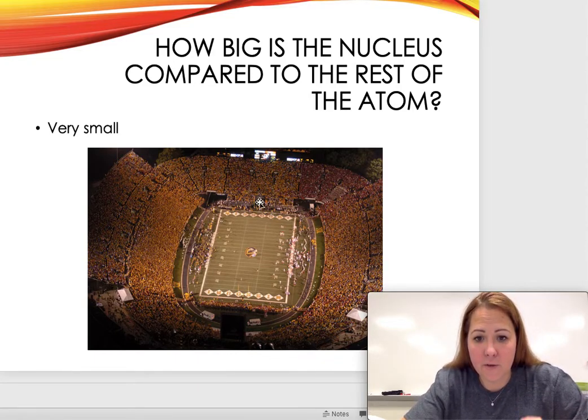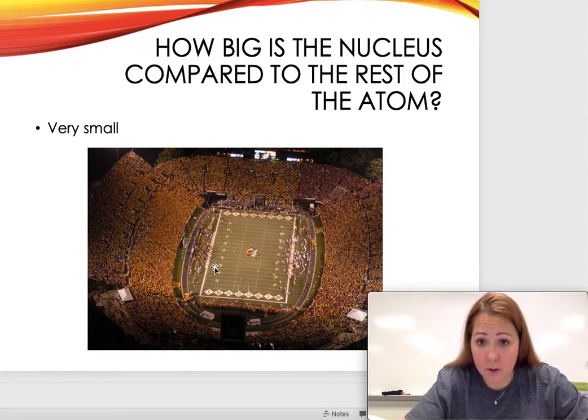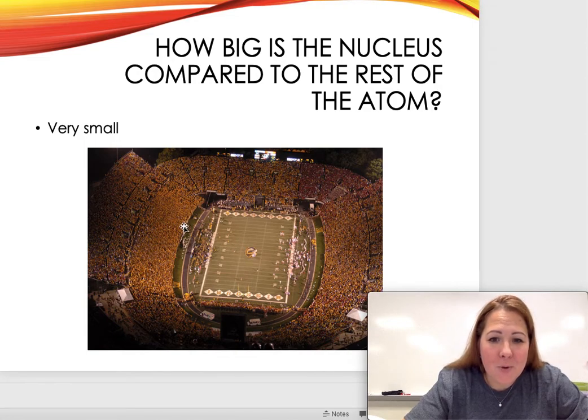This is Faurot Field where Mizzou plays football. We still have season tickets, like right there.